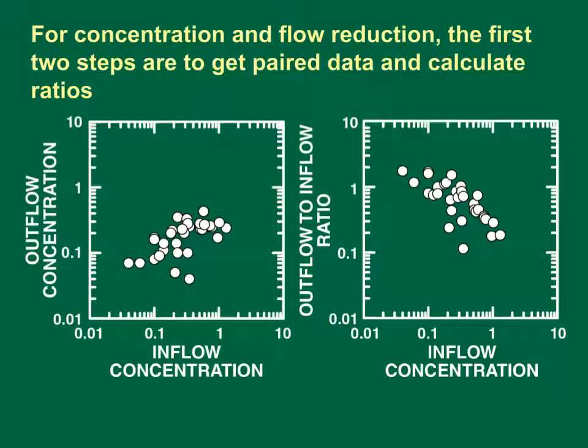For concentration and flow reduction, the first two steps are to get paired data and calculate ratios. The graph on the left is a scatter plot showing inflow and outflow concentrations of total phosphorus from the Lake Ridge detention pond in milligrams per liter. The vertical axis is a log scale showing the outflow concentration in milligrams per liter. The horizontal axis is a log scale showing the inflow concentration in milligrams per liter. The graph on the right is the scatter plot showing the inflow concentrations on the horizontal axis and the unitless ratio of outflow to inflow concentrations on the vertical axis.